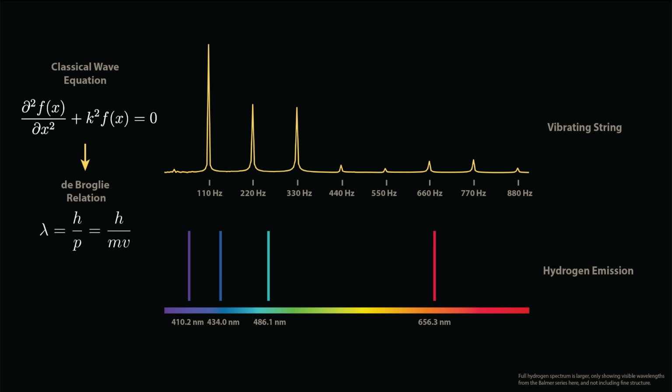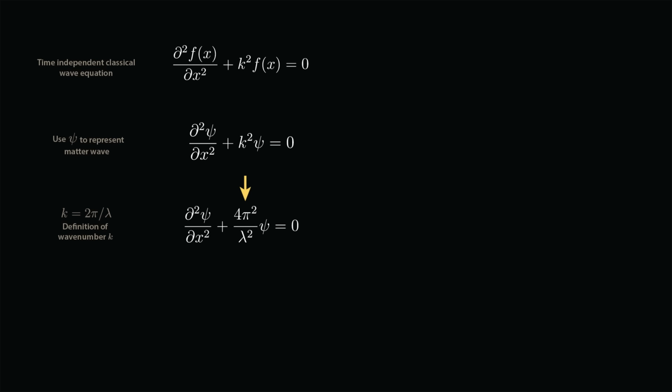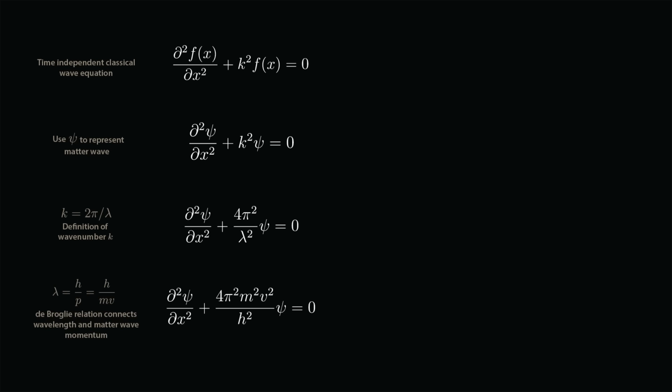Schrödinger's hope was that if he modified the classical wave equation using de Broglie's matter-wave approach, the solutions to his new wave equation would match the observed emission spectrum for hydrogen. First switching to the Greek letter psi to represent the matter wave, and rewriting the wave number k in terms of wavelength, Schrödinger then substituted in de Broglie's formula that relates the wavelength of a matter wave to its momentum, expressed as mass times velocity.